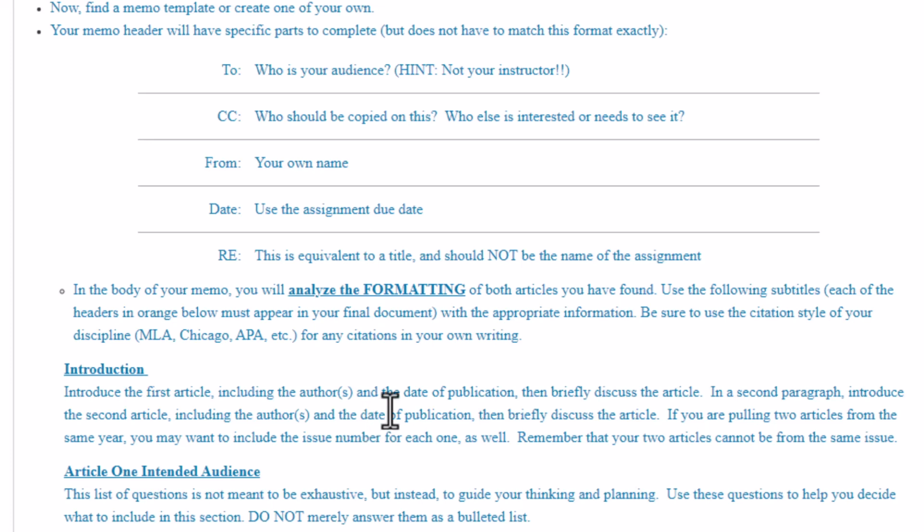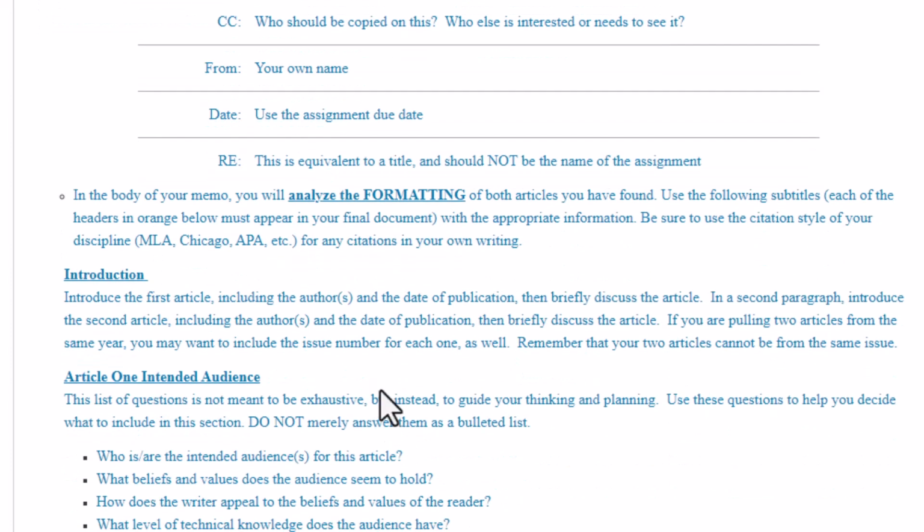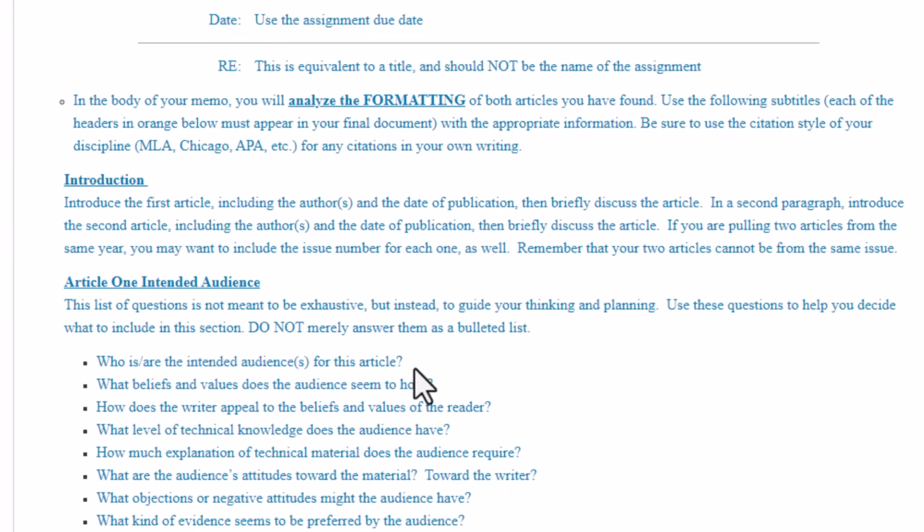And so make sure that you are including the information on where you found these and proving that it is two different editions of the same journal. Next, you'll talk about the Article 1 intended audience. This is a bulleted list of questions, but you should not use a bulleted list to answer.